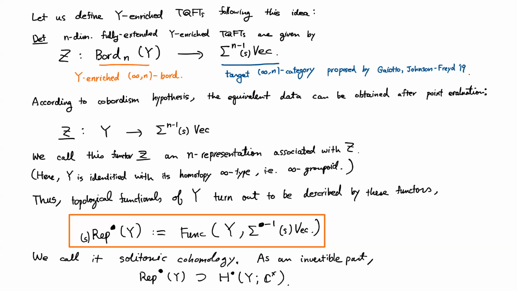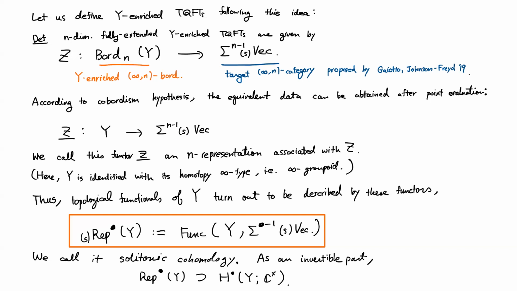And according to the cobordism hypothesis, this symmetric monoidal functor can be replaced by equivalent data using the point evaluation, or the partition function on a point. Now it can be considered as a functor from the target space Y to this target category, Σ^{n-1} Vect. We call this functor an n-representation associated with this TQFT Z. When we say this Z underbar is a functor, the target space Y is also regarded as a category, and that identification is done by identifying the target space Y with its homotopy ∞-type, and it eventually becomes an ∞-groupoid, an invertible version of ∞-categories. So it is meaningful to say that this Z underbar is a functor, and this Z underbar is obtained by point evaluation of Z. According to the cobordism hypothesis, these two are completely equivalent.